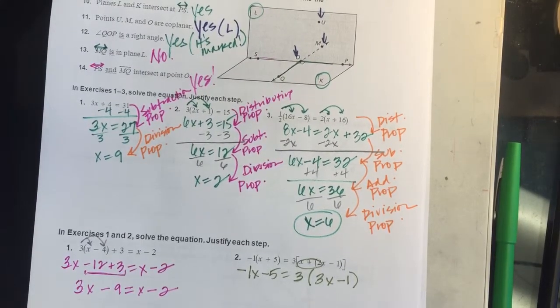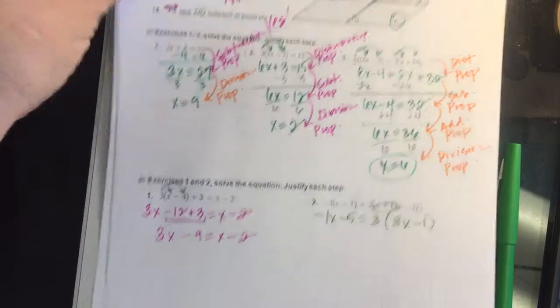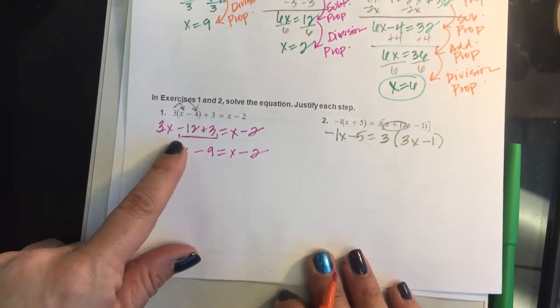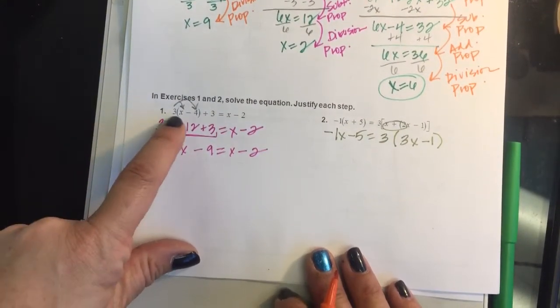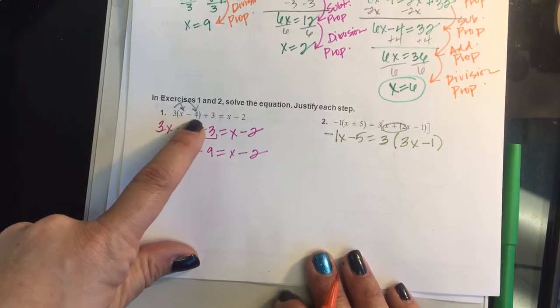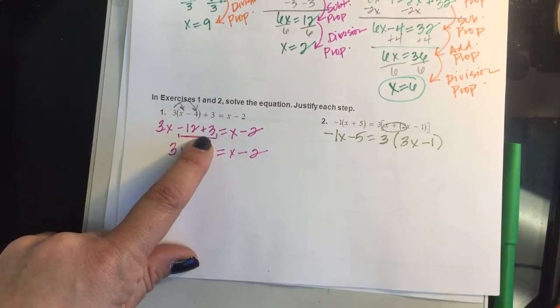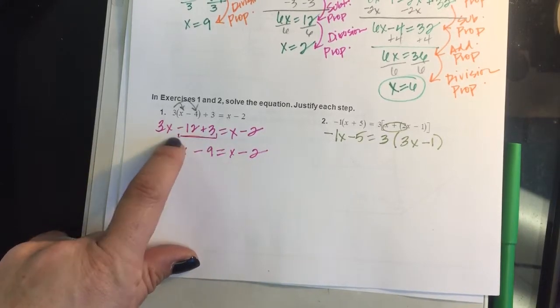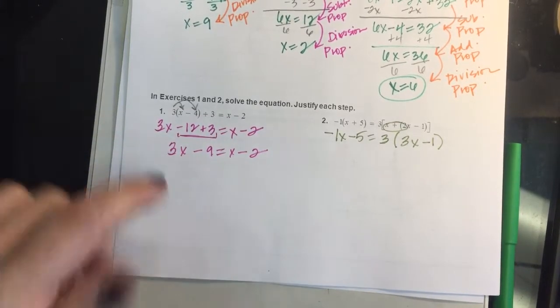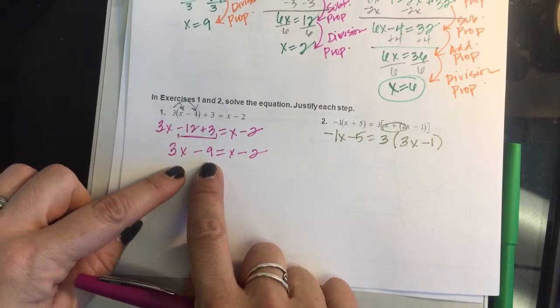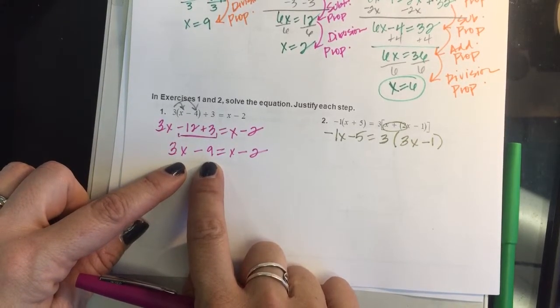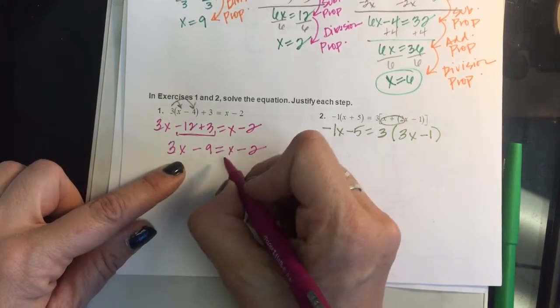I started solving in my packet. I already started solving this problem here. A few more steps. The first thing I did was distribute and got 3x minus 12, and then I brought down my plus 3 and I rewrote my x minus 2. From there, I combined like terms. Negative 12 plus 3 is giving me negative 9. And now I'm in the position that I just want to start undoing.